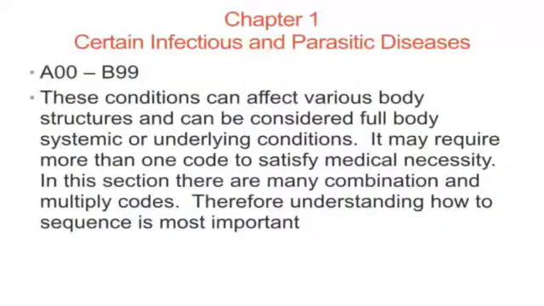Let's get started with Chapter 1, Certain Infectious and Parasitic Diseases, A00 through B99. These conditions can affect various body structures and can be considered full-body systemic or underlying conditions. It may require more than one code to satisfy medical necessity. In this section, there are many combination and multiple codes. Therefore, understanding how to sequence is most important.